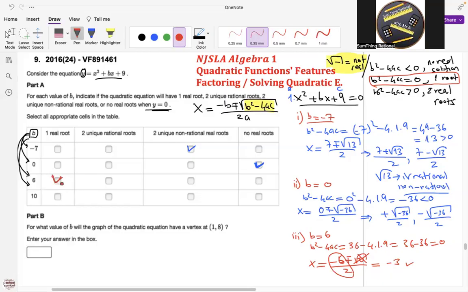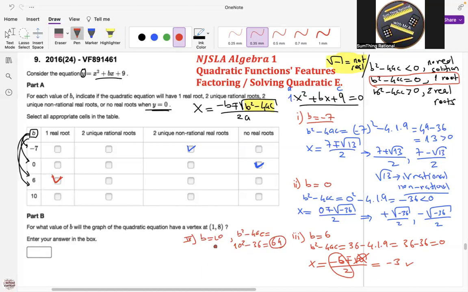So we need to check this. When b is 10, there is no space here, so let me try to solve it here. Fourth case, when b is 10, so b square minus 4ac, I need to check it. 10 square minus 4 times 1 times 9, which is 36. 10 square is 100, minus 36, it is 64.